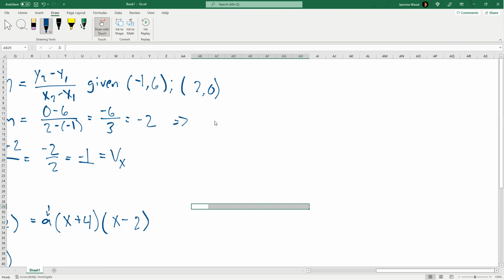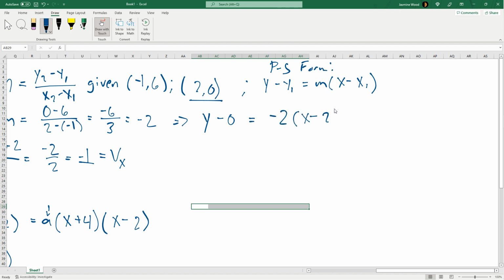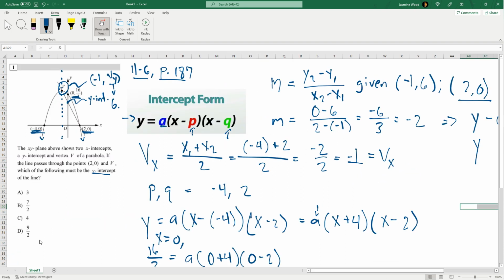To use that in our point slope equation, we'll use the point 2 comma 0, so y minus 0. Remember, point slope form of linear equations is y minus y1 equals m times x minus x1. So that would be equal to negative 2 times x minus 2. So y equals negative 2x plus 4. So the answer should be 4. That would be B, which is the y-intercept. Oh yeah, 4 is one of the options.